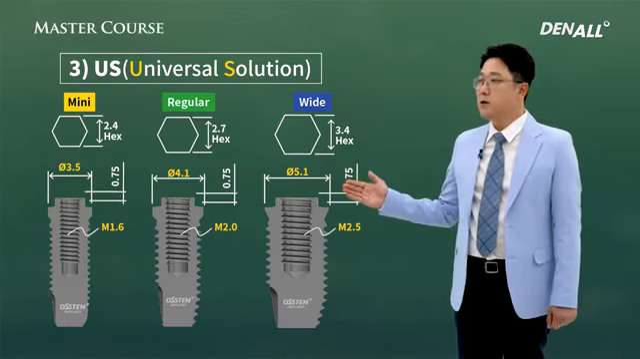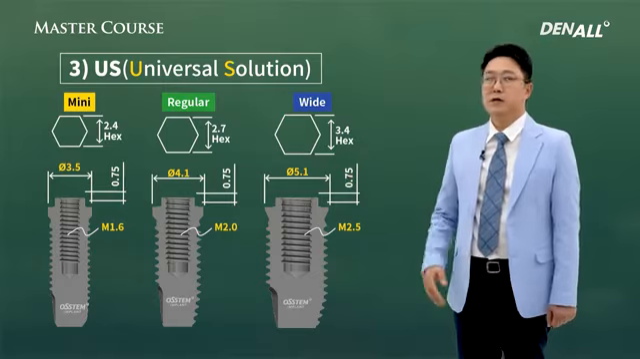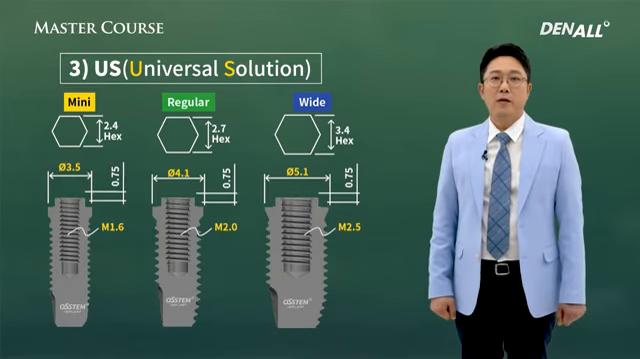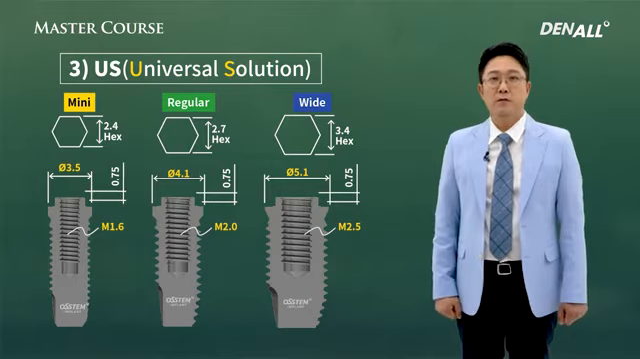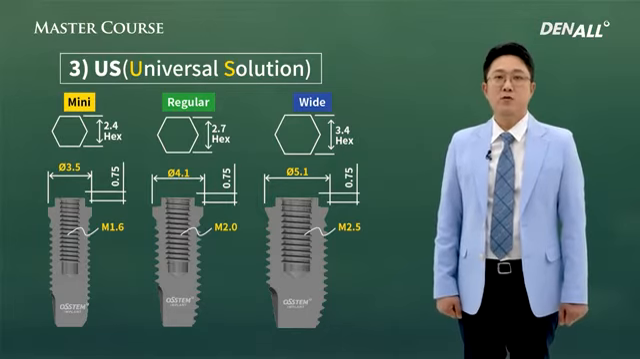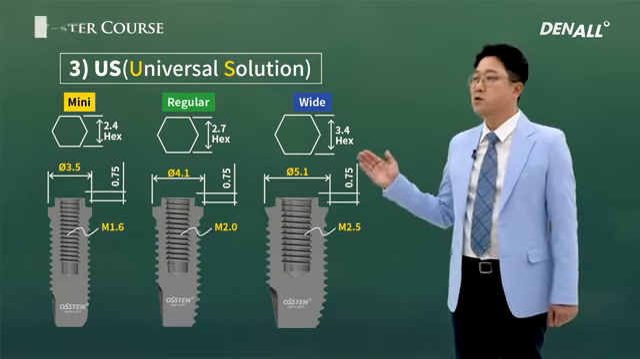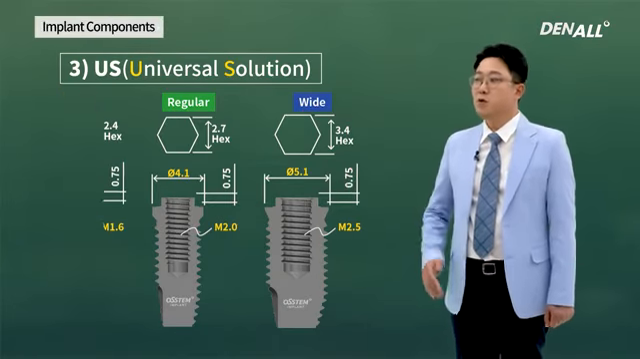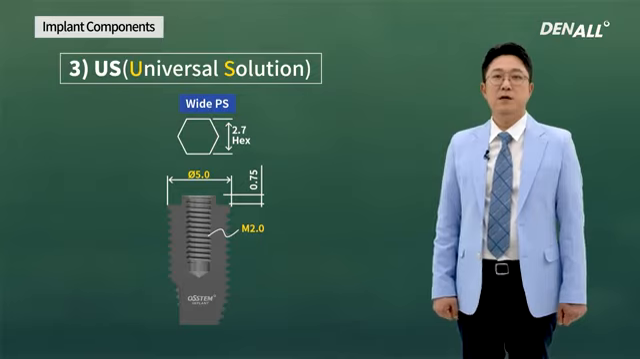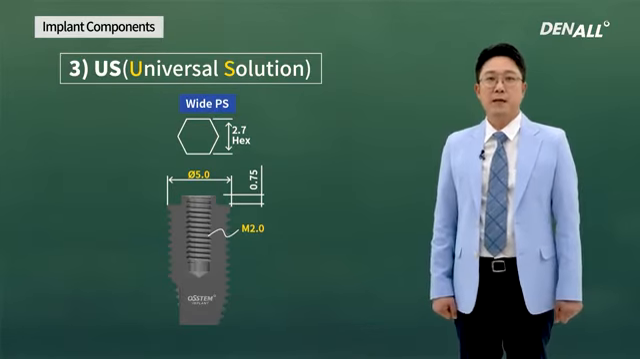Therefore, as shown, the superstructure and screw needs to be chosen by size. In the case of wide, you can connect a regular abutment and do platform switching. Those kind of fixtures are available. In this case, you need to do pre-op diagnosis, and if you're planning to use US fixture and do platform switching, you need to choose wide fixture and do surgery.